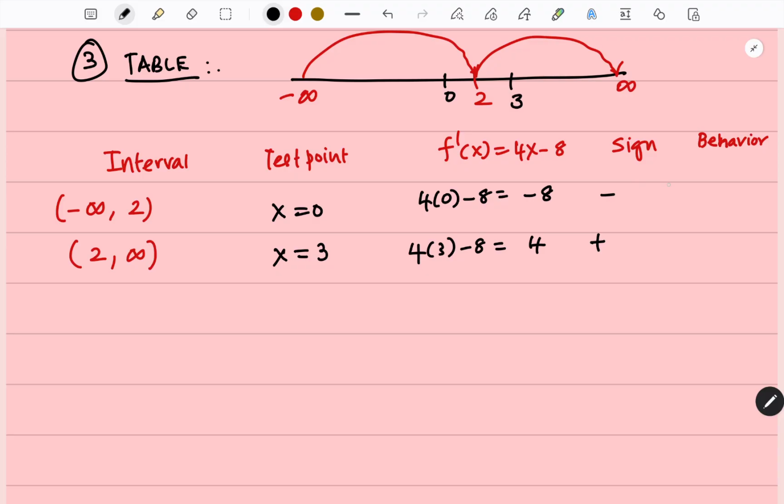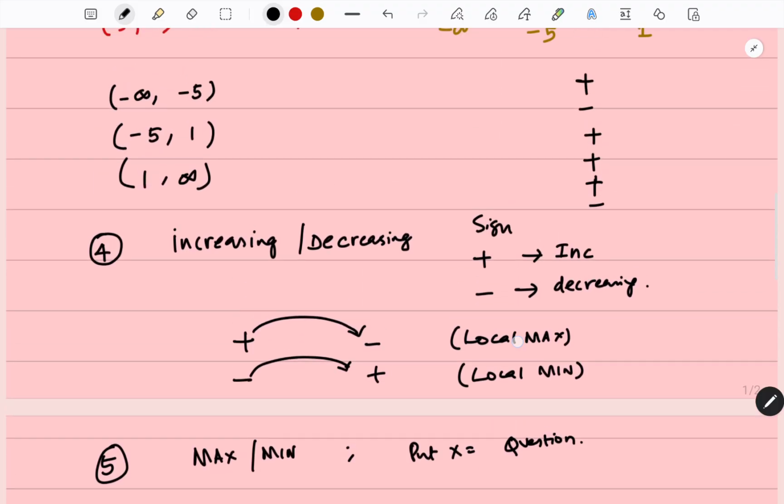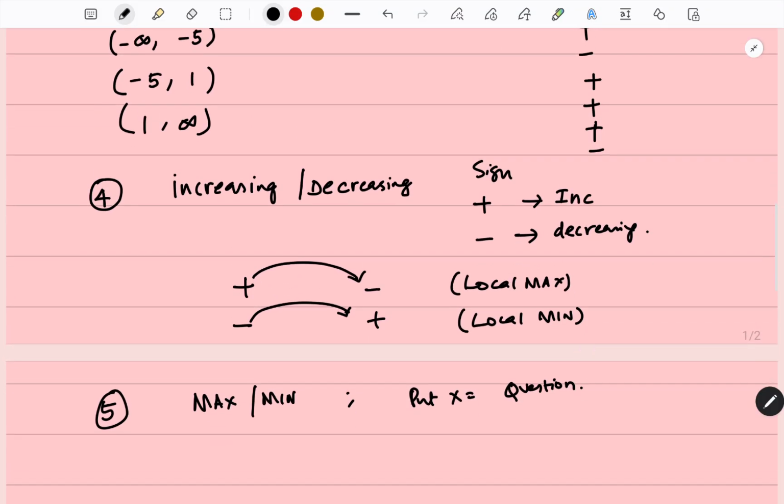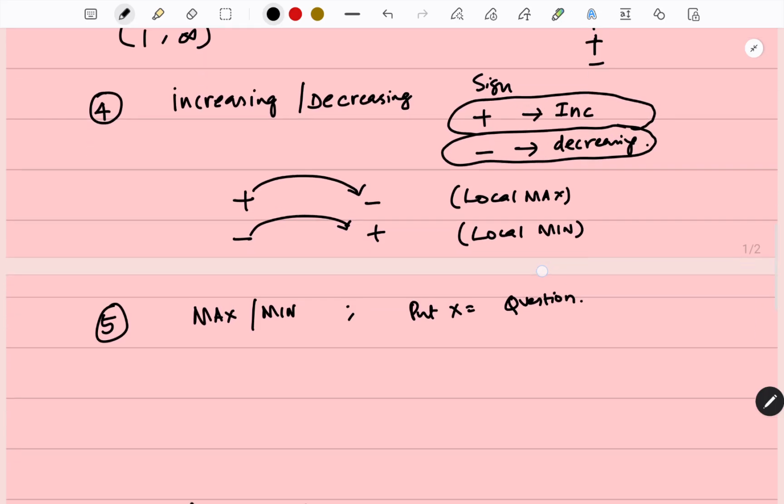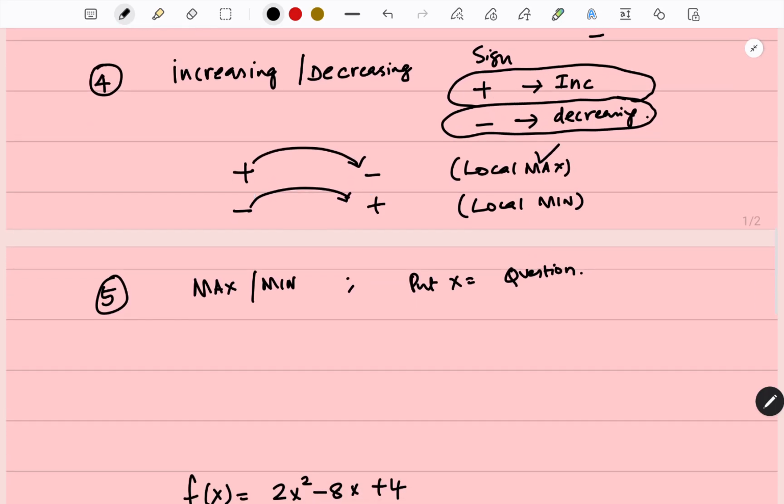Okay. So negative means what? Decreasing. I told you negative means decreasing. And positive means what? Increasing. Okay, right. I'll show you what I wrote here. See here. Negative means what? Decreasing. Okay. And positive means what? Increasing.